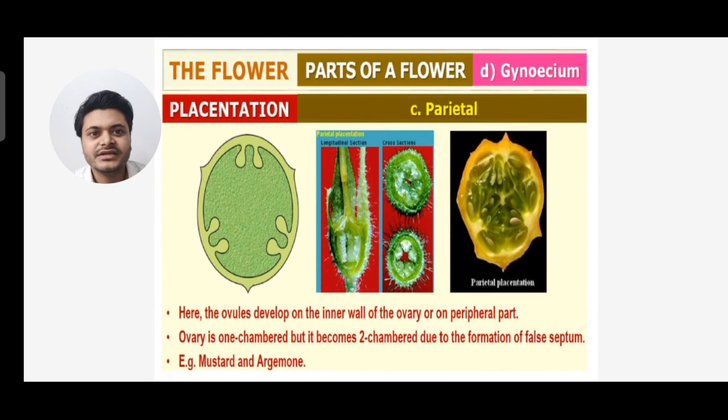Next we have parietal placentation. Here the ovules develop on the inner wall of the ovary or on the peripheral part. The ovary is one chamber, but later becomes two chambers due to the formation of a false septum. Examples are mustard and argemone. So in parietal placentation, the ovules are located on the peripheral part.